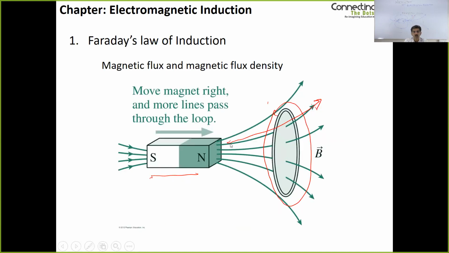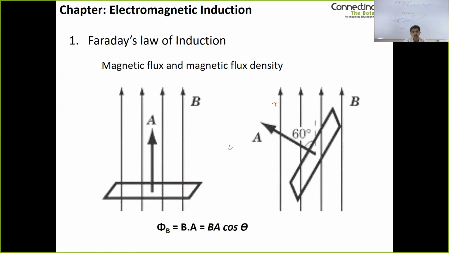Now, there are multiple factors that decide how many lines of force are passing through it. Look at this illustration. There is a rectangular coil here, and that is our rectangular coil. The parallel arrows B indicate the magnetic field. These are the magnetic lines of force. Now the question is to find out how many lines of force are passing through the coil.